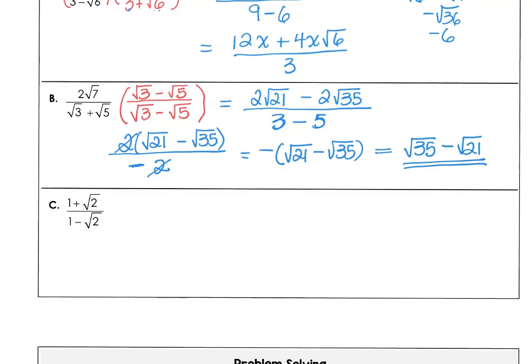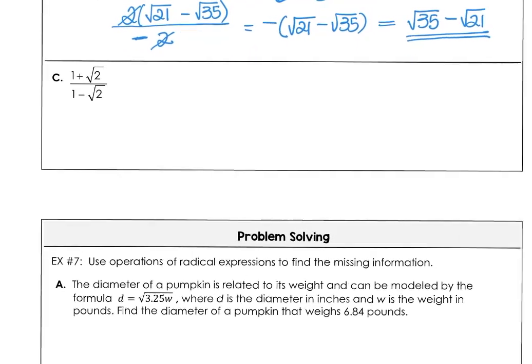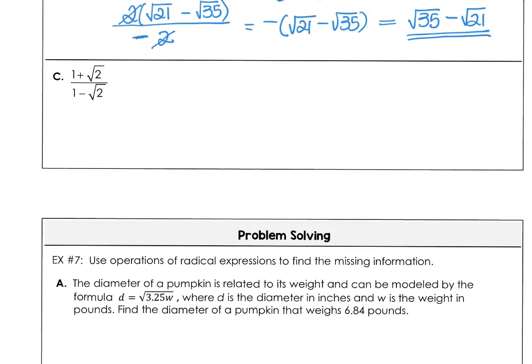And then finally, part C, that's the one for you to try. Turn off the video and then come back to check your work here with me. So again, my conjugate pair is going to be 1 plus the square root of 2 because I need the opposite sign on the bottom to eliminate the square roots.